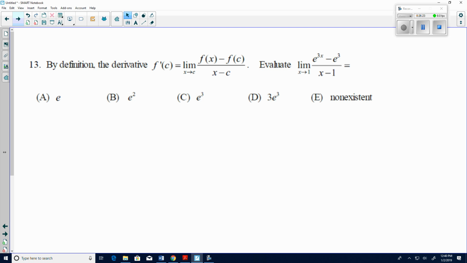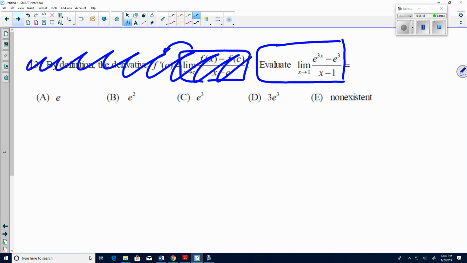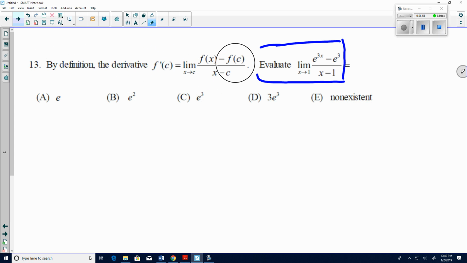By definition, the limit of a difference quotient is in fact the derivative of the function f at c, and your task is to evaluate this limit. On the AP test, they would not have told you this. You're supposed to know that. They simply say evaluate the limit. I gave it to you just to remind you of one way of working this problem.